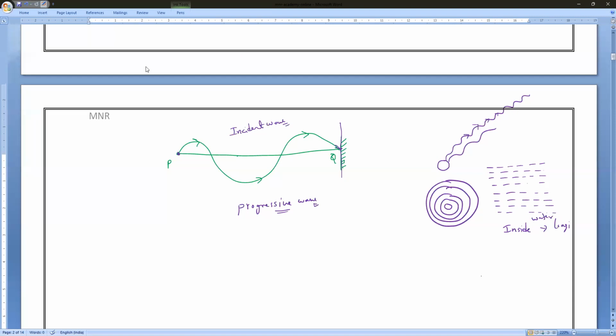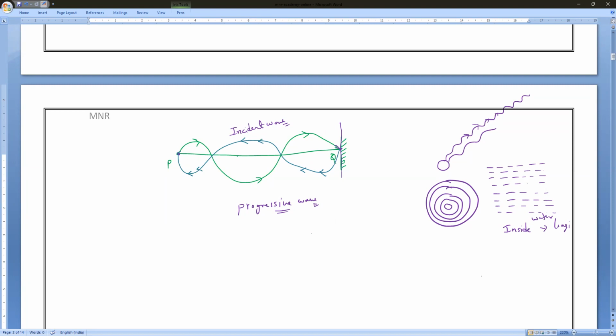After hitting the hard surface, what will happen? It will be reflected back. So it gets reflected at point Q and again travels towards point P. That is the wave which we call a stationary wave.